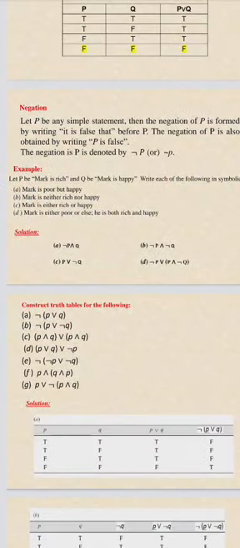Second example: Mark is neither rich nor happy. That means not rich and not happy. Rich is the P statement and happy is the Q statement. Not rich means ¬P, not happy means ¬Q. So the symbolic form is ¬P and ¬Q, which is a conjunction.